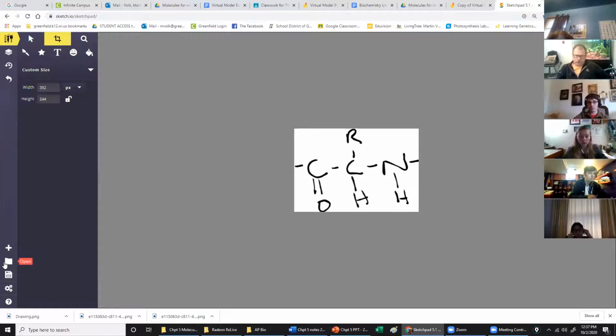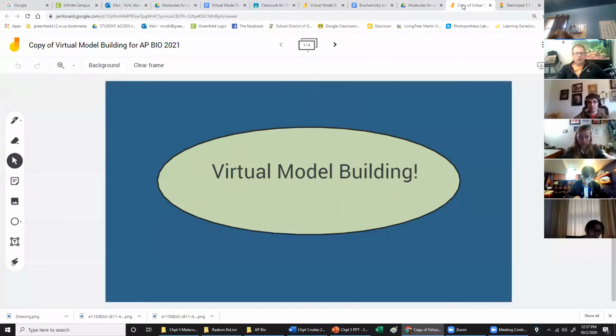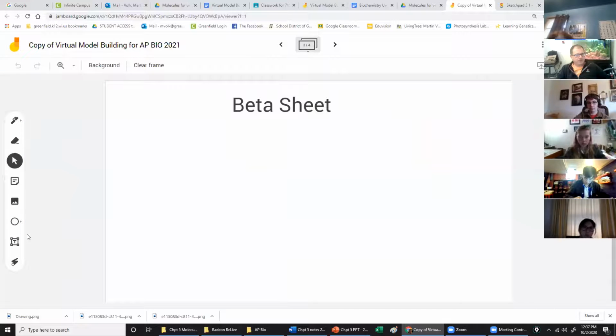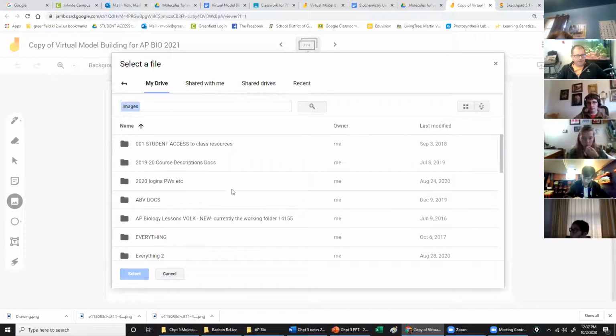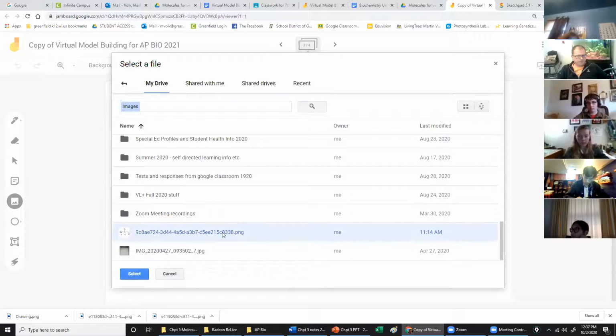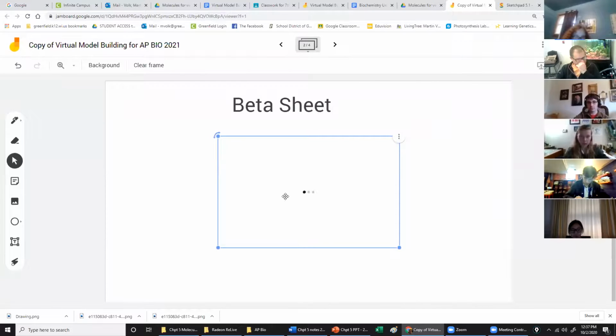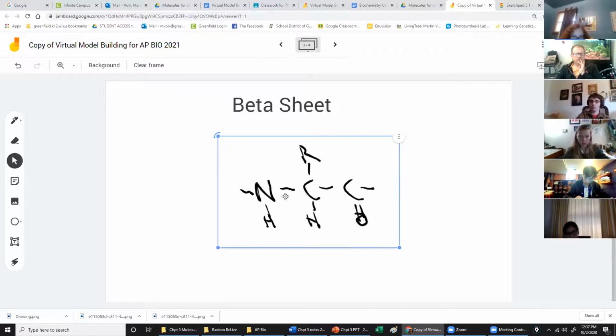Okay. So then you go back to Jamboard, and you're going to go to the next page, and you're going to import that amino acid. So you're going to go to Add Image. You're going to go to Google Drive, and then you're going to pull it up. Boy, that takes long. Okay, there it is. That's not actually the same one I just drew because that's another one I made earlier. But yours is probably going to be like that because I drew this one with a mouse. It's kind of ugly.